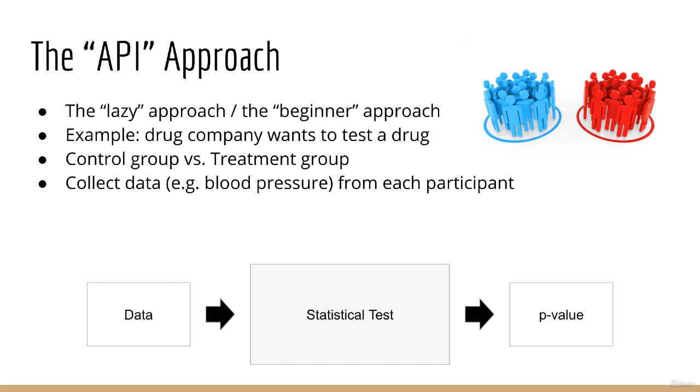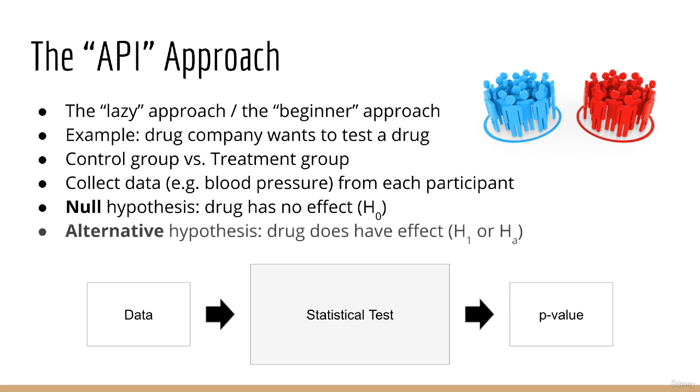Alright, so what's the null hypothesis? The null hypothesis would be that the drug has no effect. We typically use the symbol H0 to express the null hypothesis. The alternative hypothesis would be that the drug does have an effect. We typically use the symbol H1 or HA to express the alternative hypothesis. After consulting with your colleague about the correct statistical test to perform, you then call that function in your code. The output is what is called a p-value.